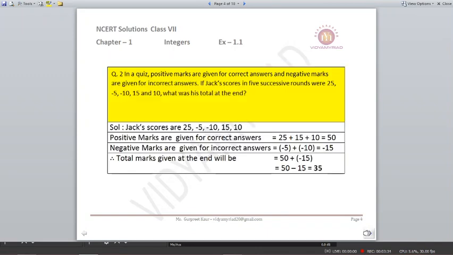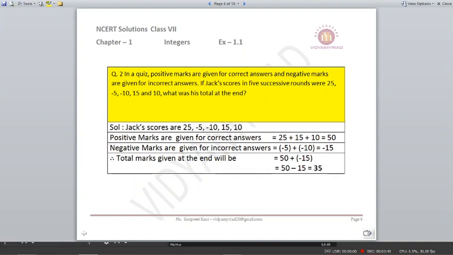Question number 2. In a quiz, positive marks are given for the correct answer and negative marks are given for incorrect. Now Jack has the following scores: 25, minus 5, minus 10, 15 and 10. We need to find out his total at the end.